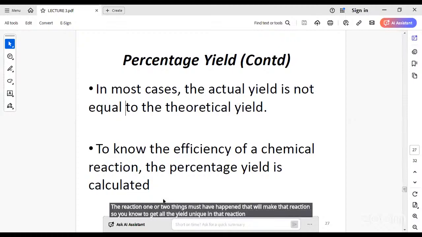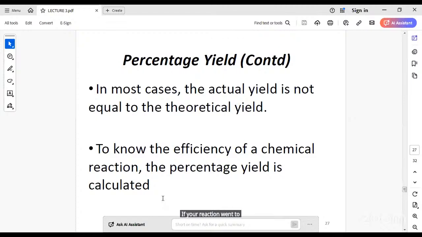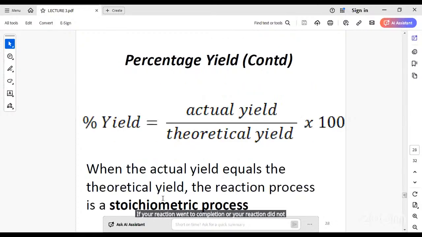So to know the efficiency of a chemical reaction, the percentage yield is calculated. From the percentage yield, you'll be able to know if your reaction went to completion or did not go to completion. So percentage yield is actual yield, that is the product you get at the end of that reaction, over your theoretical yield, that is the mass you get from stoichiometry, multiplied by 100.